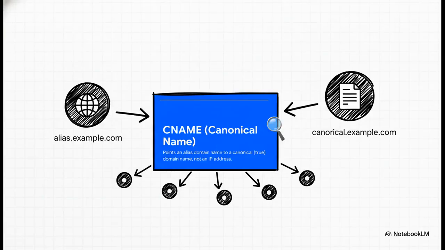So a CNAME, which stands for canonical name, doesn't point to an IP address at all. It points one domain name to another domain name. A classic example is pointing www.example.com to just example.com. This is super useful because if your server's IP ever changes, you only have to update the A record for example.com, and the www alias just automatically follows along. It's all about working smarter, not harder.